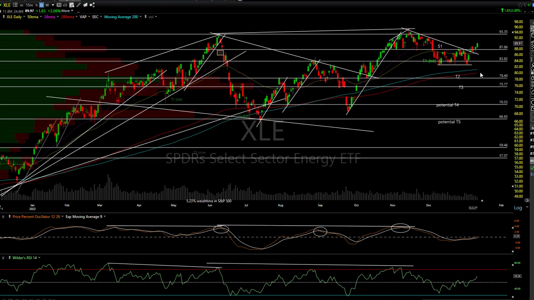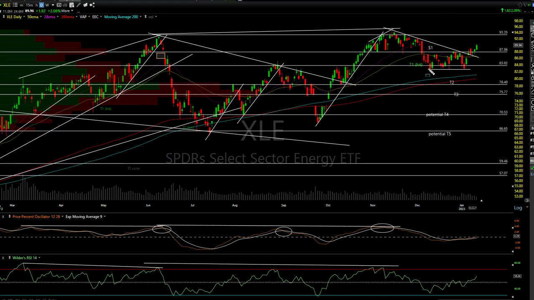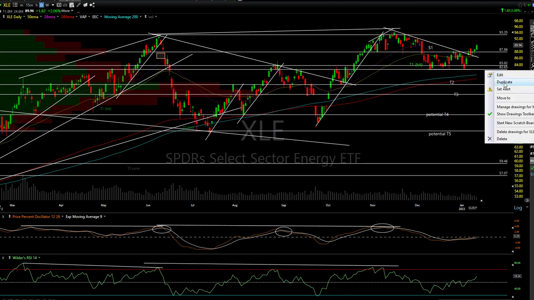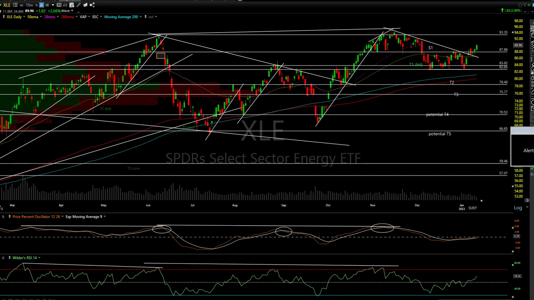Let me zoom in there for you. And then I pointed this out at the time. We had really nice support there, and this remains. I'll leave my T1 there just because that's what that was. I'm going to put a line there, and I'm going to set an alert. Don't know when that alert's going to trigger, but when it does, that's a sell signal for sure on XLE.